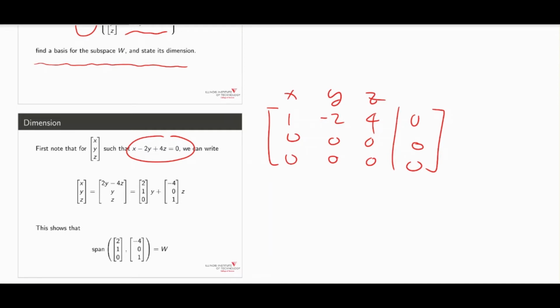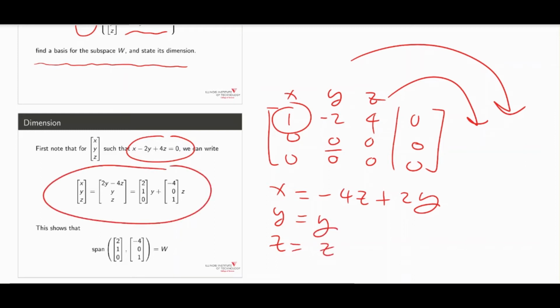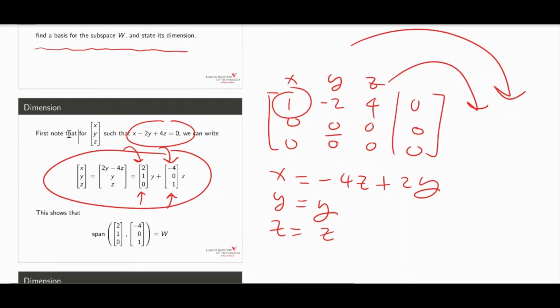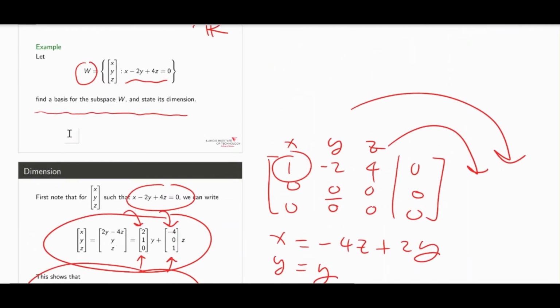This is already an RREF matrix, so we know this is our pivot. So we write x, y, and z. So x is equal to, move all this across, minus 4z plus 2y. And what are the free variables? The free variables are y and z. That's the reason why we have this. So immediately you will see that everything that is in W can be expressed as a linear combination of these two vectors. So we get that the span of these two vectors will be the entire vector subspace W.